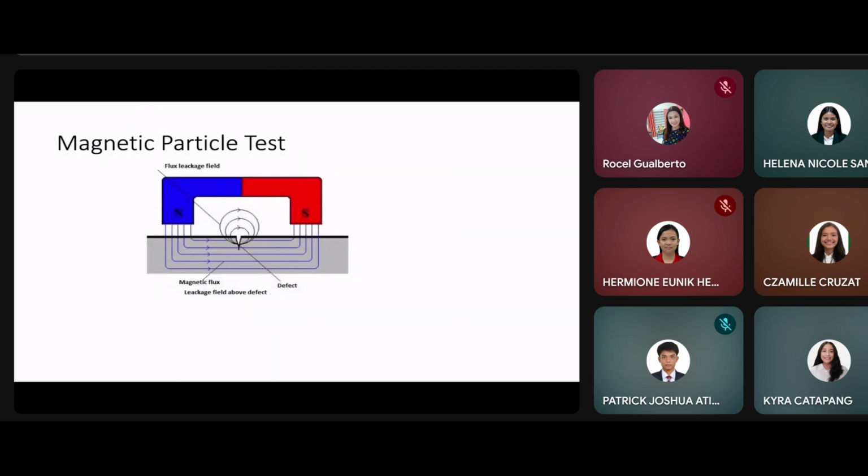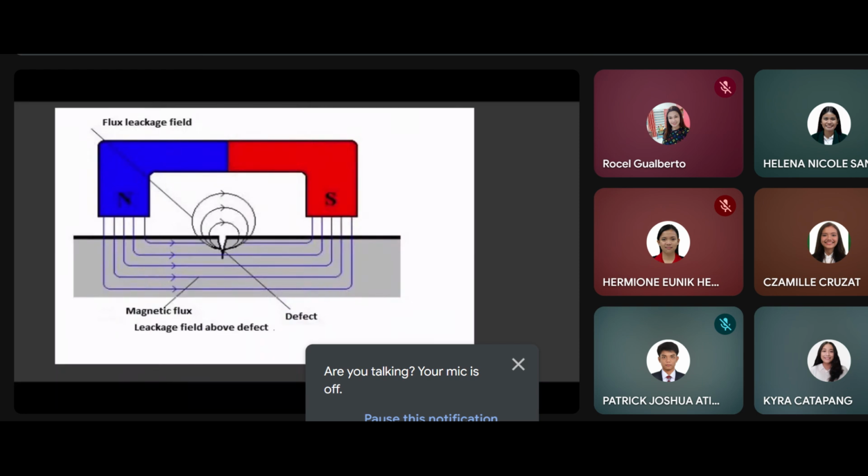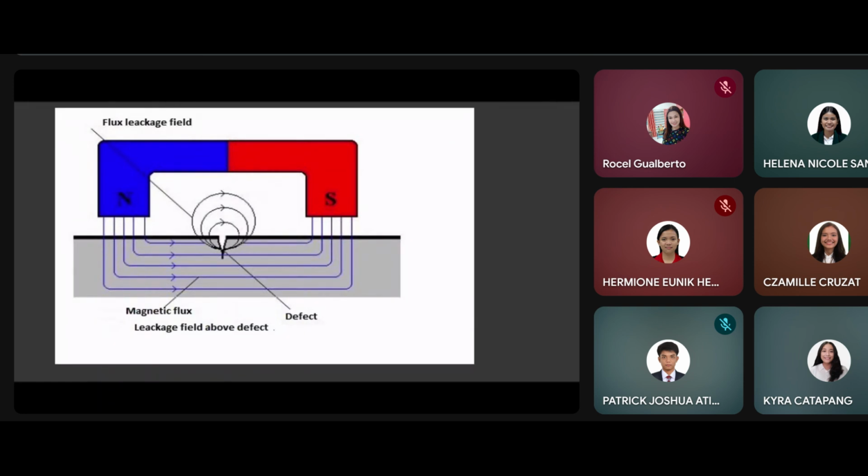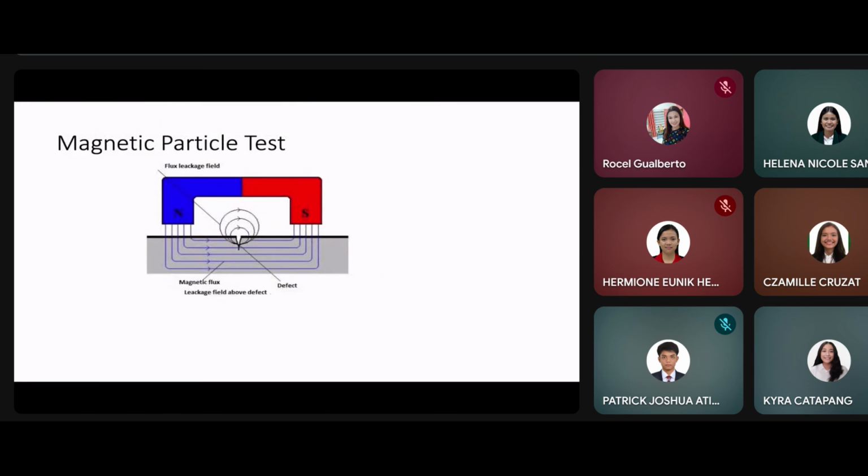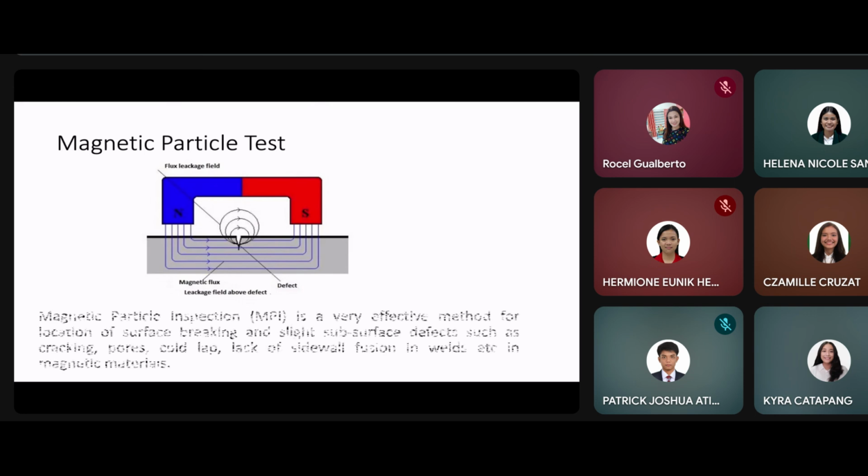Magnetic particle testing is a non-destructive inspection method that provides detection of linear flaws located at or near the surface of ferromagnetic materials. It is viewed primarily as a surface examination method. Magnetic particle inspection is a very effective method for locating surface-breaking and slight subsurface defects such as cracking, porosity, and lack of sidewall fusion in welds. This testing is limited to magnetic material. Materials such as wood or plastic will not react with this device.